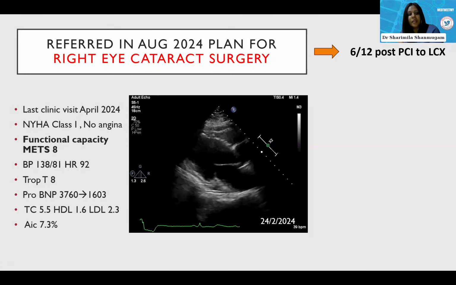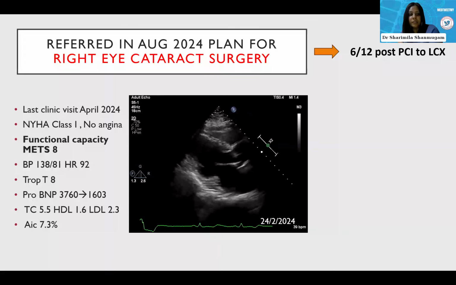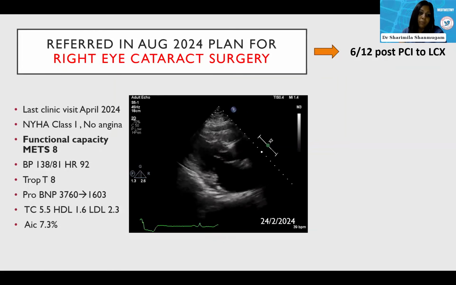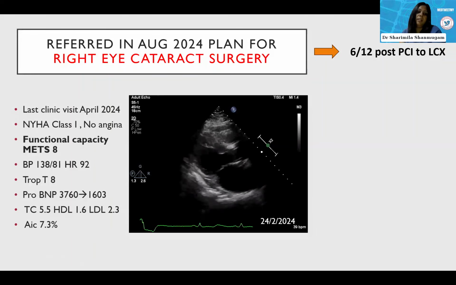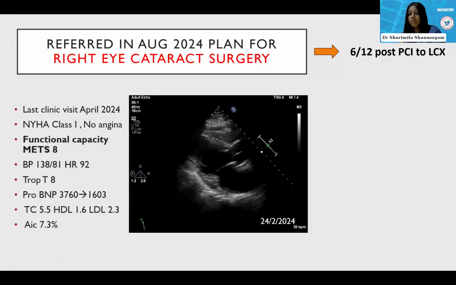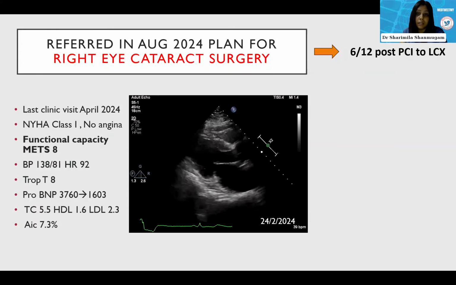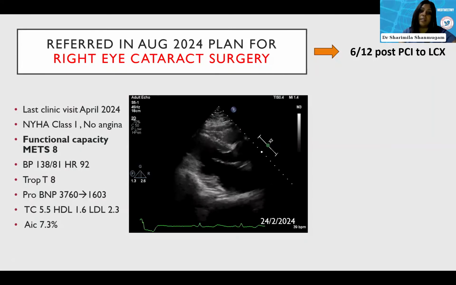We did a cardiac enzyme, which was 8. Pro-BNP has come down to 1006. His total cholesterol is 5.5. Good HDL, I would say, but LDL is not optimized, right? He is in the high risk category with diabetes and chronic kidney disease. Actually, we can put him as very high risk. So the LDL actually has to come down to less than 1.4. And his A1C is borderline at 7.3.